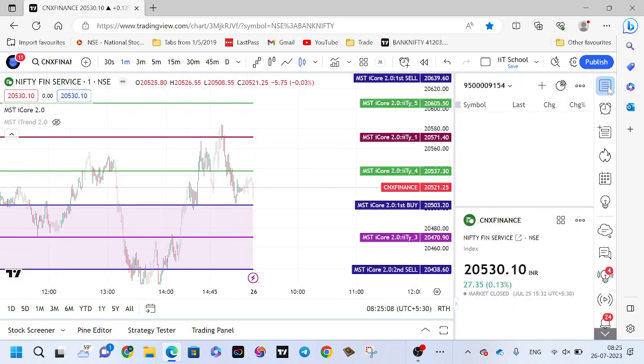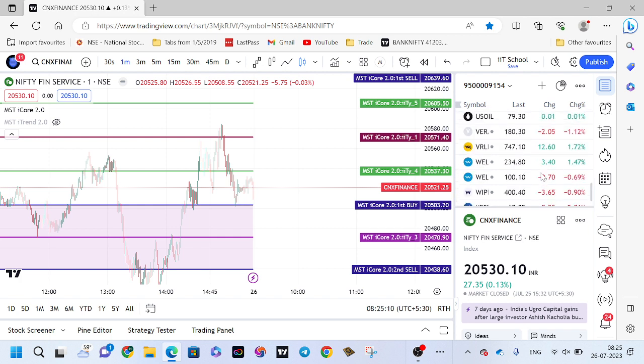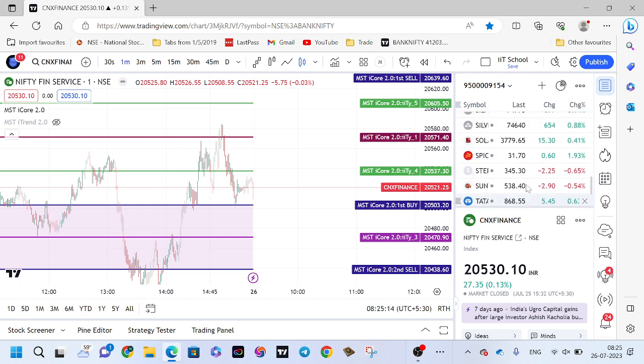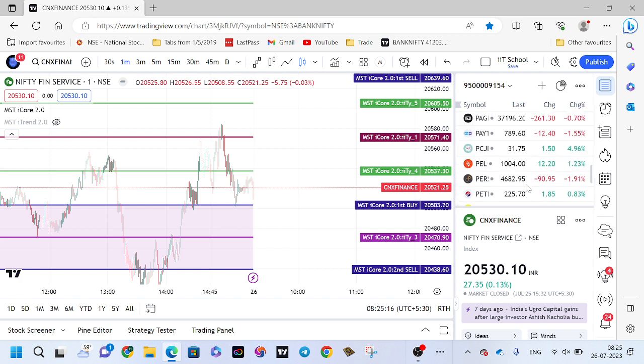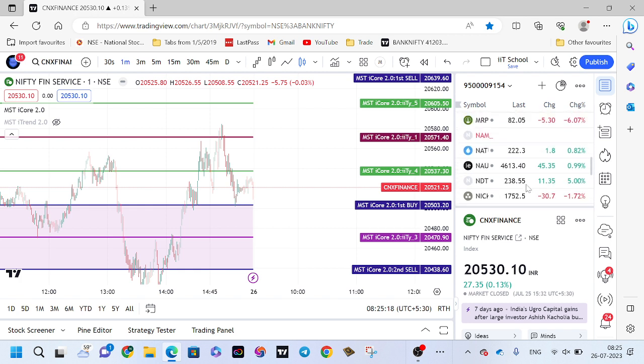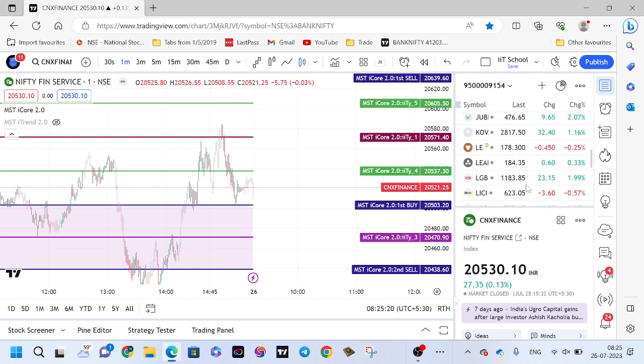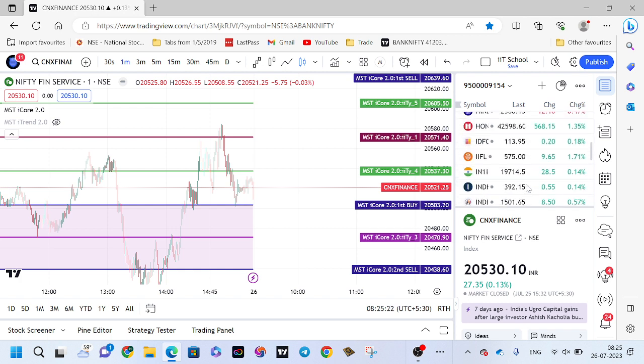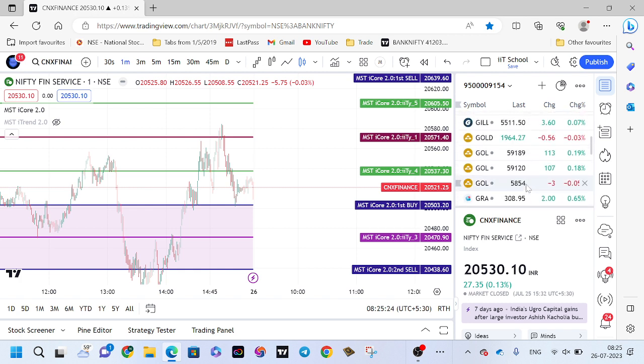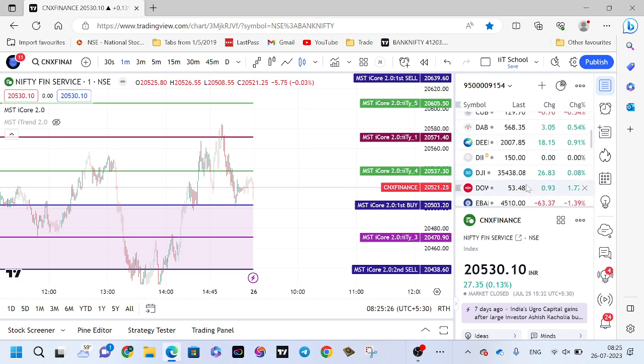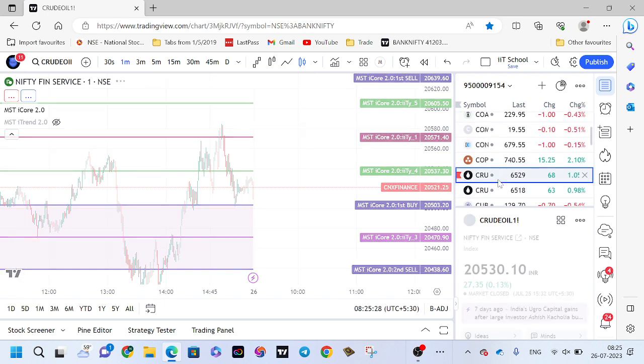Now I will show you crude oil. I will show you MCX also. Where is the MCX? You can choose any stock or options. You will get the same performance. But the thing is, you have to practice regularly.